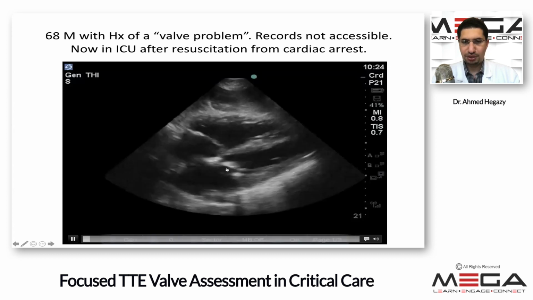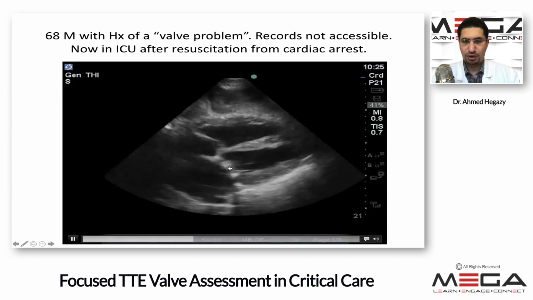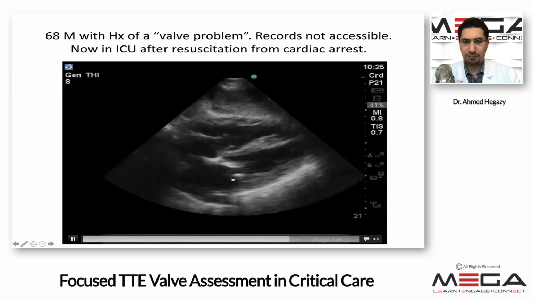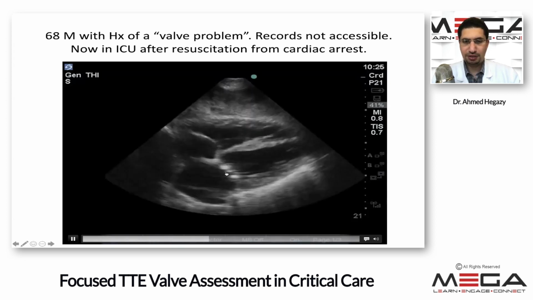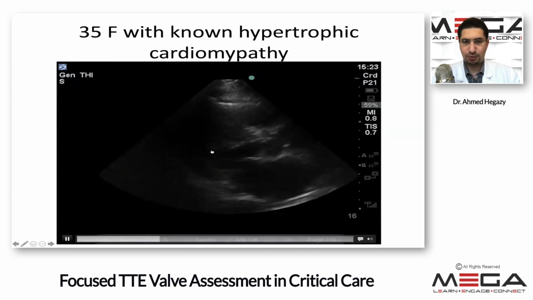So this patient got a comprehensive echo and indeed did end up being diagnosed with severe mitral stenosis during this admission. Now, obviously, this affects our management in the ICU.